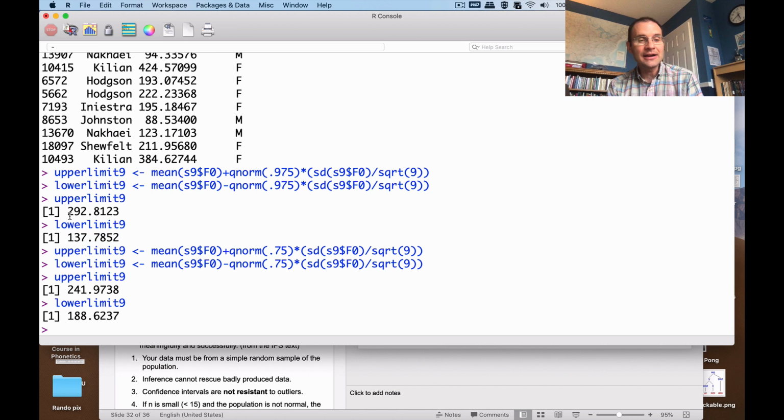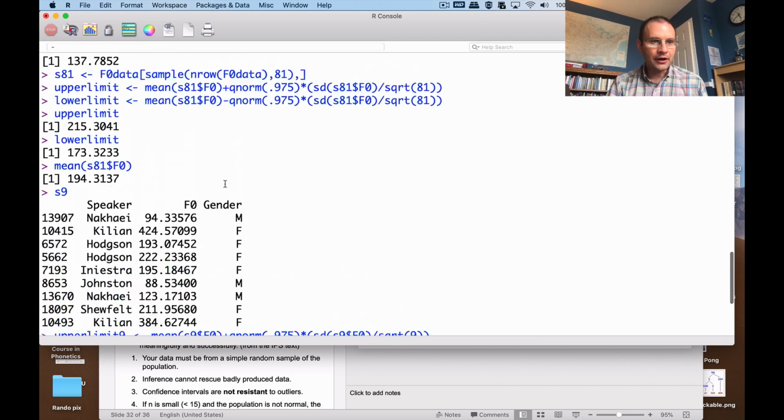So when we looked at the 95% confidence interval, it was pretty broad. It was from 137 to 292. If I make the percentage of the confidence interval smaller, that also makes my range of estimates for the population mean smaller as well. The range of the confidence interval itself gets smaller too. And that's because it winds up being less accurate. It's only right 50% of the time.